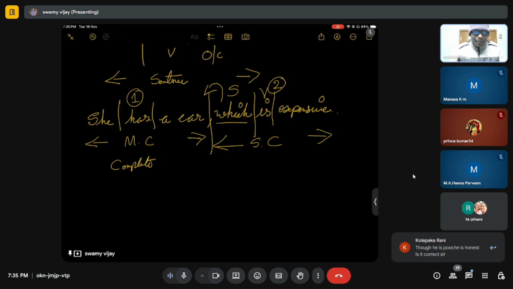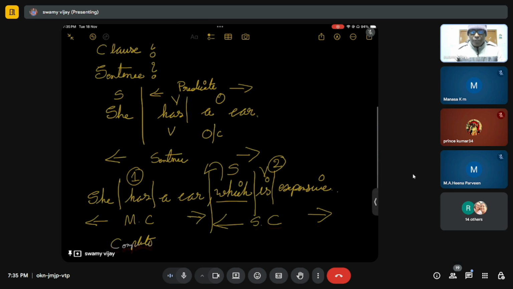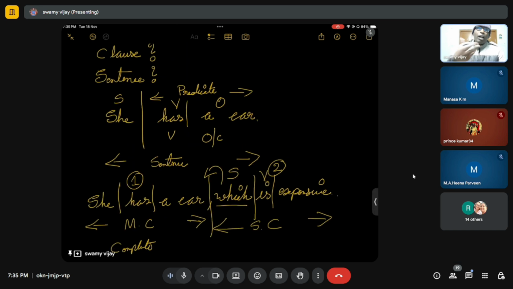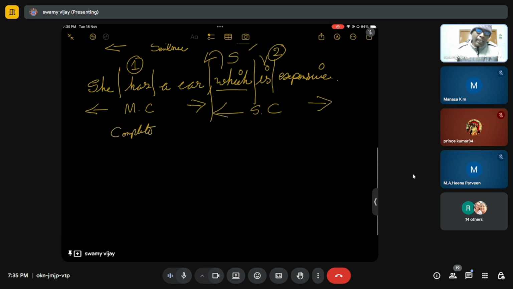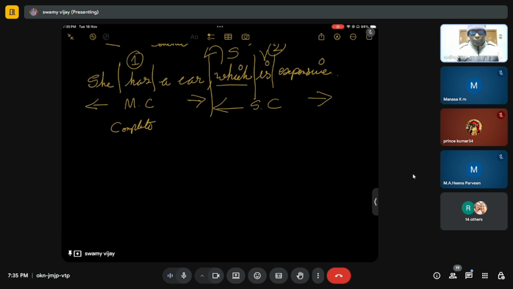Those are all we'll practice running. But the basic question is, what is the difference between a sentence and a clause? If there are multiple combinations, or two or more parts of a sentence, then only we'll divide that sentence into clauses for a better understanding. Okay, so this is about that.